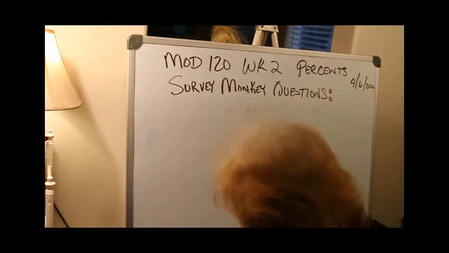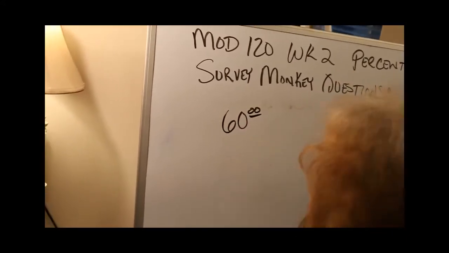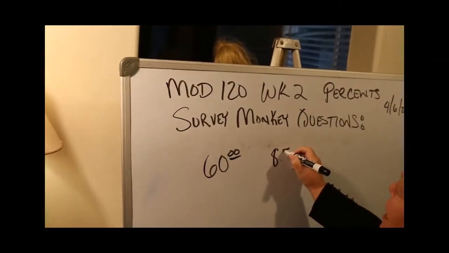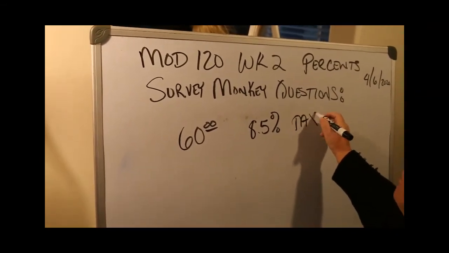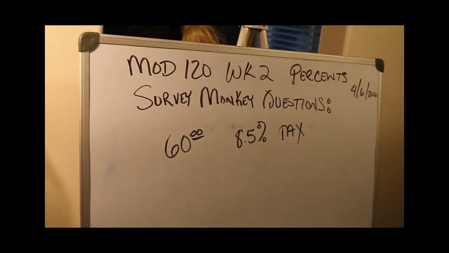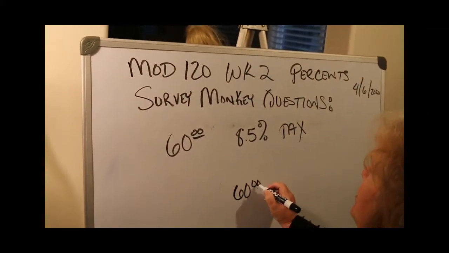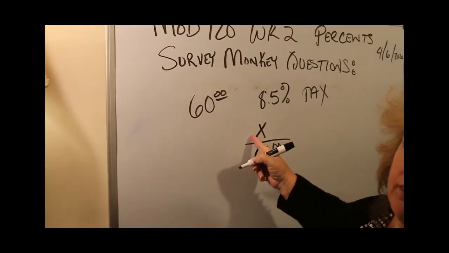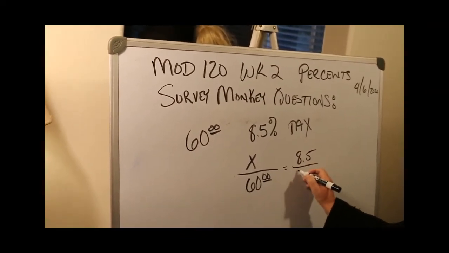So let's say, for instance, I had $60 in my pocket, and I had to pay 8.5% tax on it. Okay? So I have to pay 8.5% tax of $60. So I got to figure out what's missing. The whole is the $60, right? The missing is the part of that $60. The percent is there, 8.5 over 100.